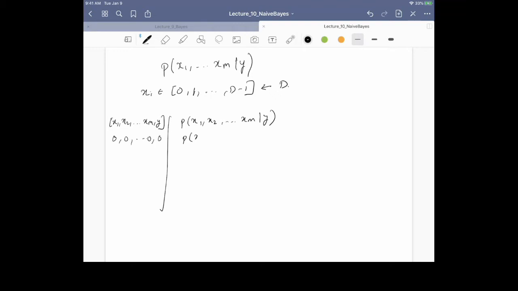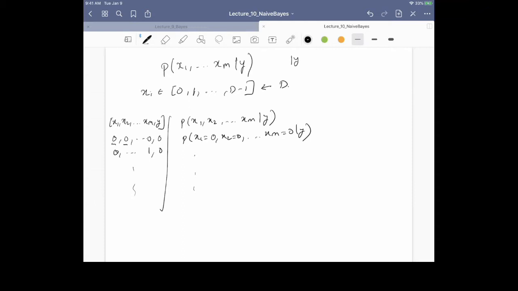So this is the probability of x1 equal to 0, x2 equal to 0 until xm equal to 0 given y, right? Another configuration is where everything else is 0, just that xm is 1, and so on and so forth. So just from simple combinatorics, can you tell me what will be the size of this table? By the way, each entry over here takes a value between 0 to d minus 1, so each entry can take d possible values. So what will be the size of this table?